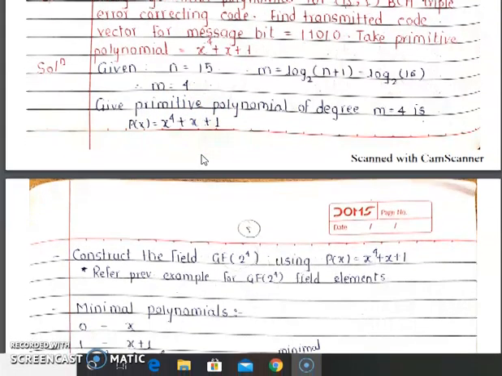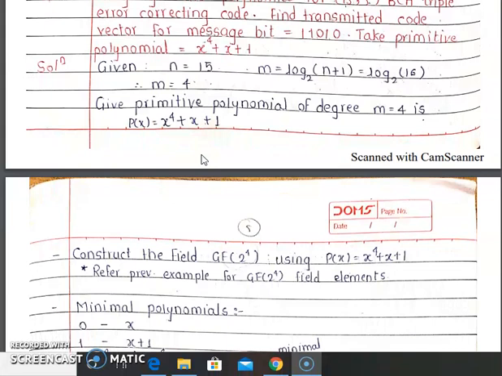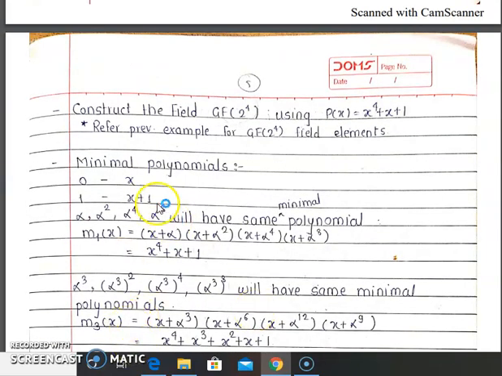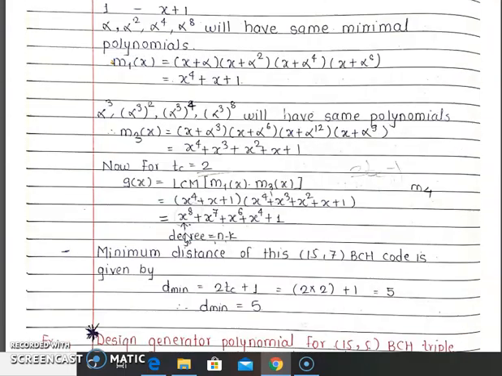Now we have to construct the Galois field 2 raised to 4, that is 2 raised to m. Using the primitive polynomial x raised to 4 plus x plus 1, we have the Galois field of 2 raised to 4. We already know the procedure of how to construct the Galois field for m equal to 4.